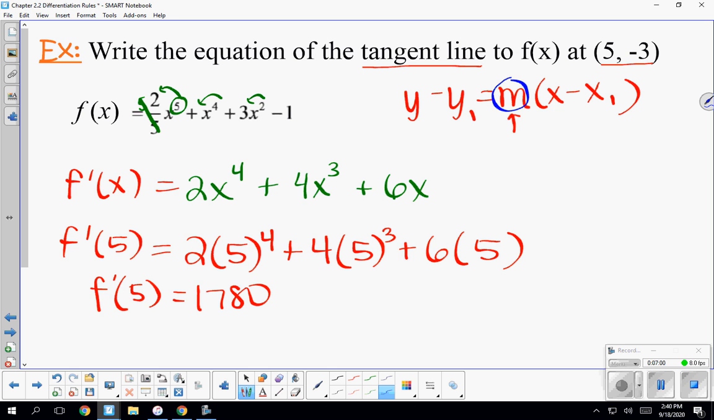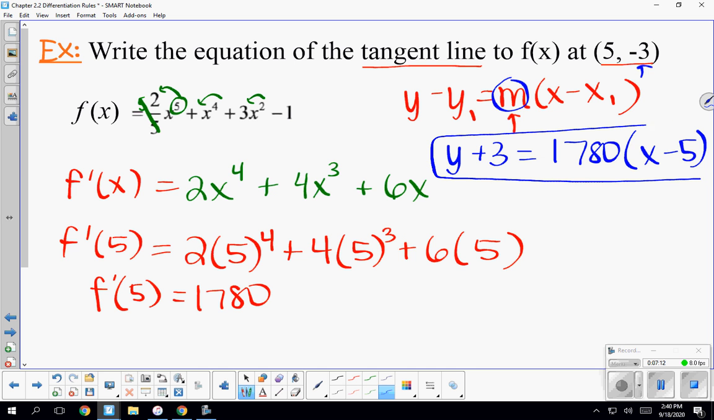That's the slope. So now I'm just plugging in my values. So y minus the y value equals my slope. And then I'm going to have x minus the x value. And that will give me the equation to the tangent line at 5, -3.